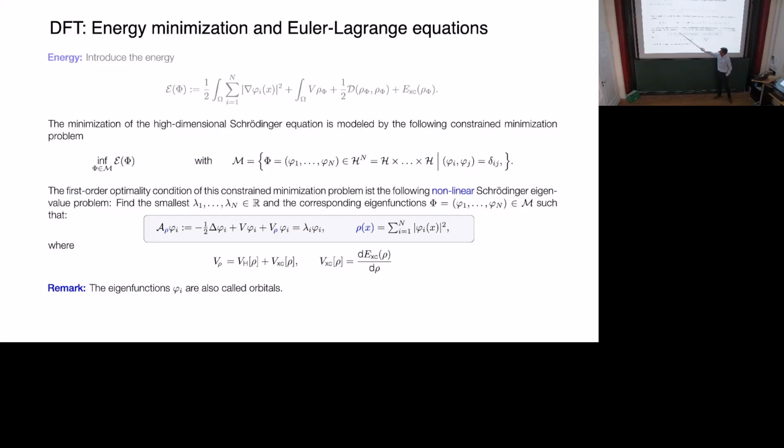So here, these are linear terms, kinetic energy, the interaction with the external potential, and then this V rho, where this is basically just the rest, and rho again is the sum of the phi squared. And I might call the phi orbitals now, that's just natural language, the orbitals of the electrons.